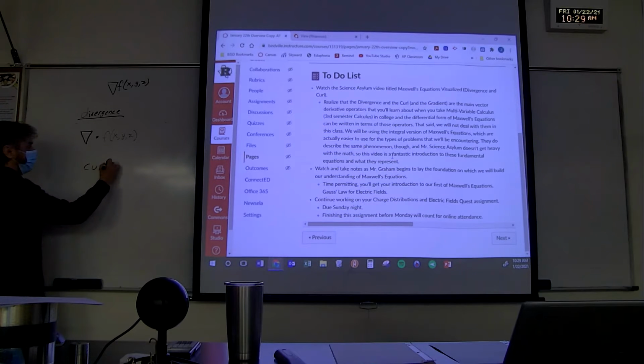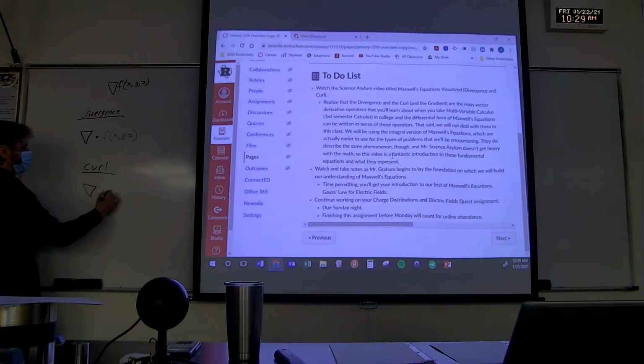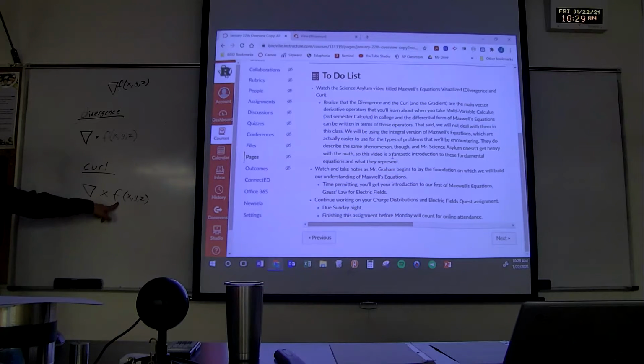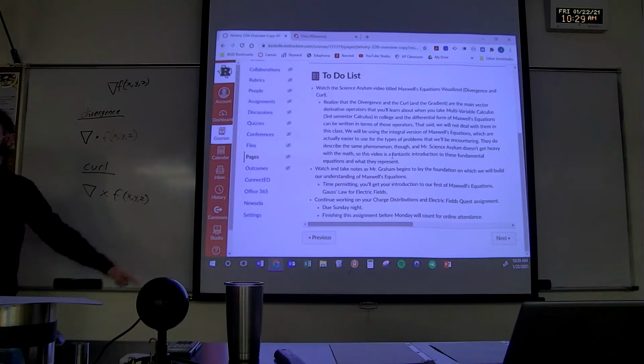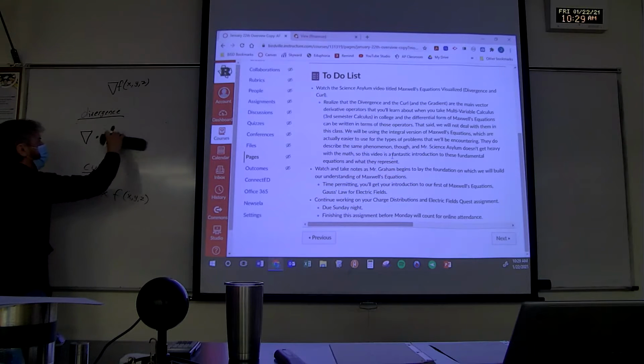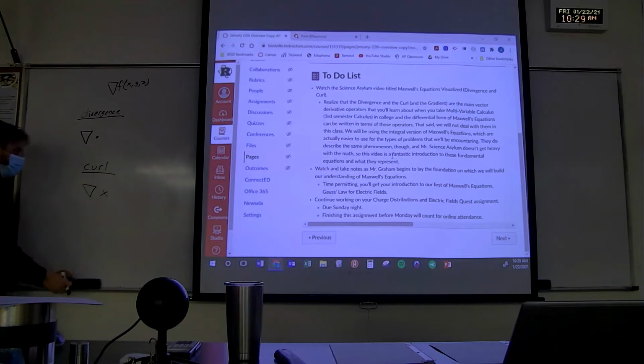The curl is the cross product of the del operator and some vector function, which again in three-dimensional space tells you some kind of value that's determined by a three-dimensional position. It doesn't have to be like that. It could be any type of function, and in fact, when you start, you'll just be dealing with two-dimensional space and stuff like that. But just so you know, when you see the divergence, it'll be del dot something. When you see the curl, it'll be del cross something. And you can write Maxwell's equations in terms of these two.